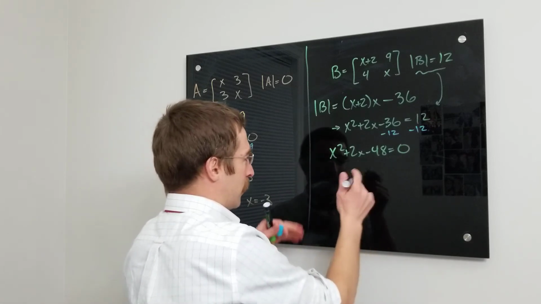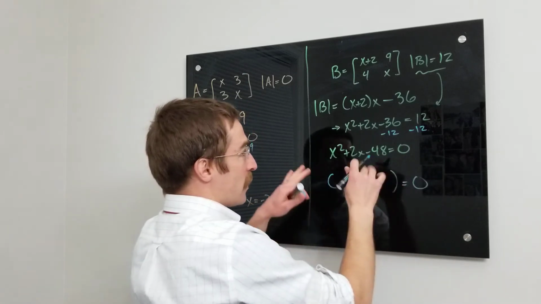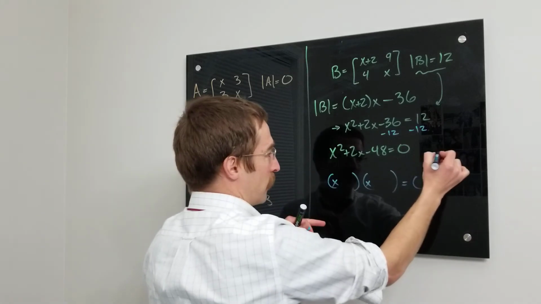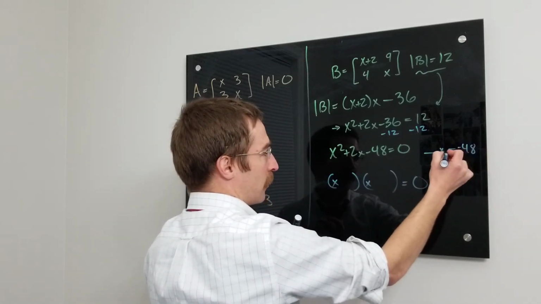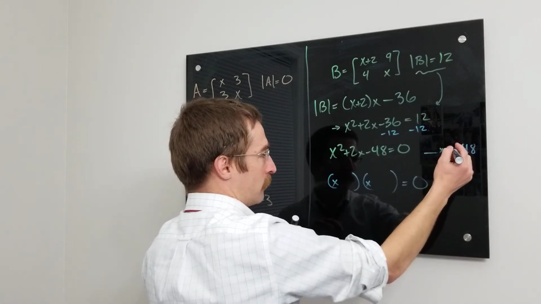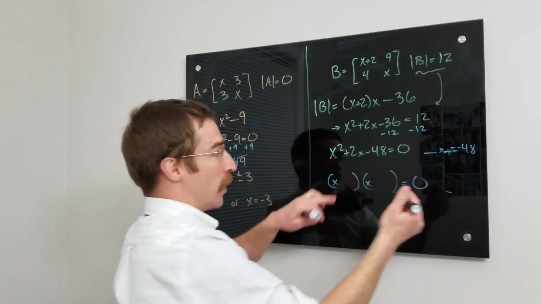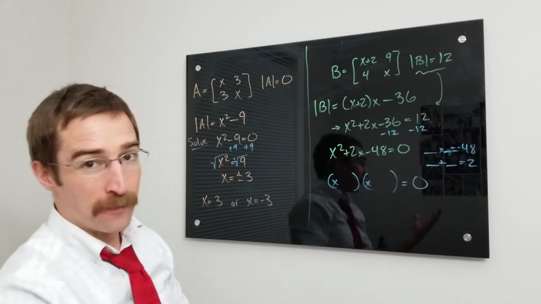So here I need two things that multiply to give me this. So these two, I'm going to have an x and an x, because x times x is x squared. And two numbers that multiply to give me negative 48. And then these two terms are going to add to the 2x. So blank plus blank equals 2. So multiplies to negative 48, adds to 2.